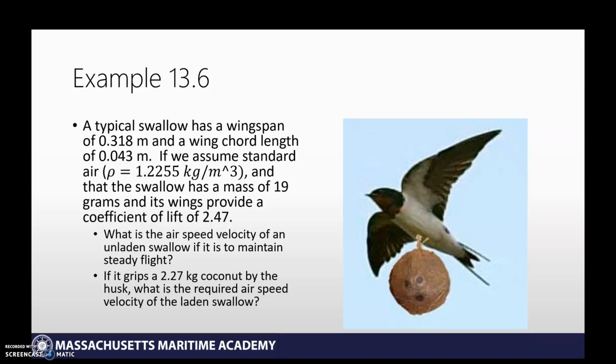A typical swallow has a wingspan of 0.318 meters and a chord length of 0.043 meters. If we assume standard air, a density of 1.2255 kilograms per cubic meter, and that the swallow has a mass of 19 grams, and its wings provide a coefficient of lift of 2.47. What is the airspeed velocity of an unladen swallow if it has maintained steady flight?